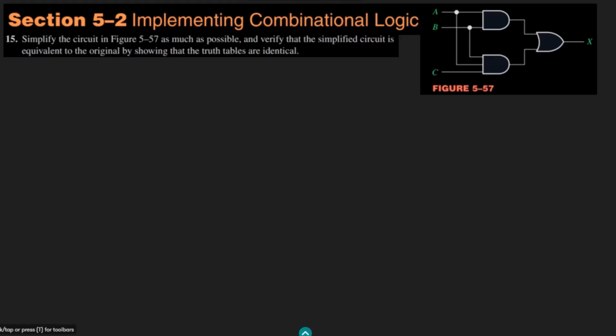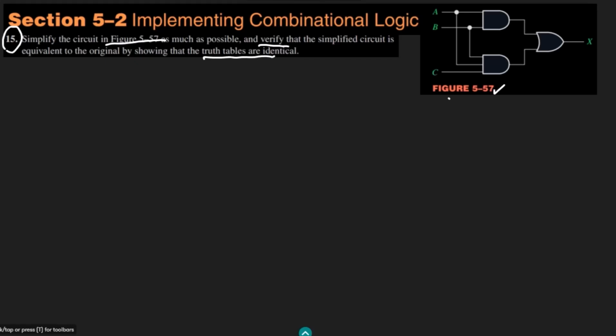Welcome back guys, this is question 15 and here we have to simplify the circuit in figure 5.57. Okay, so this is figure 5.57 and we have to simplify it as much as possible. And we have to verify that the simplified circuit is equivalent to the original by showing that the truth tables are identical. So we have to draw the truth tables of them as well.